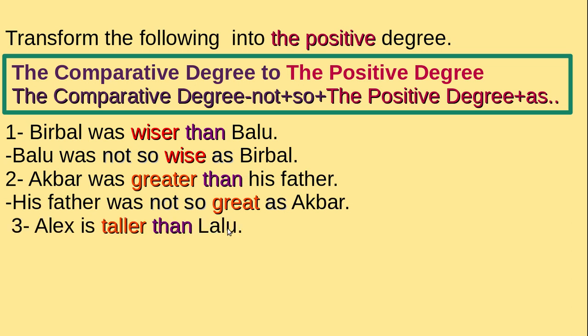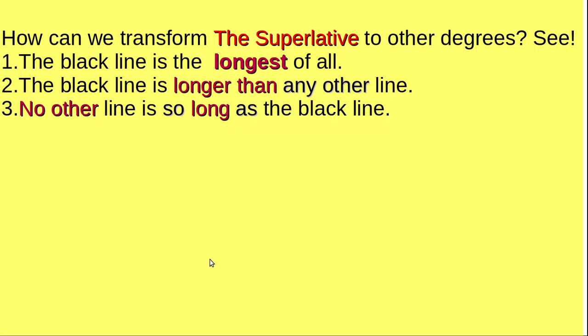Right? Next one, Alex is taller than Lalu. Right? Lalu is not so tall as Alex. Simple, I think, no doubt. Now, how can we transform the superlative to other degrees? See, superlative can be transformed into two, that is the comparative and the positive.